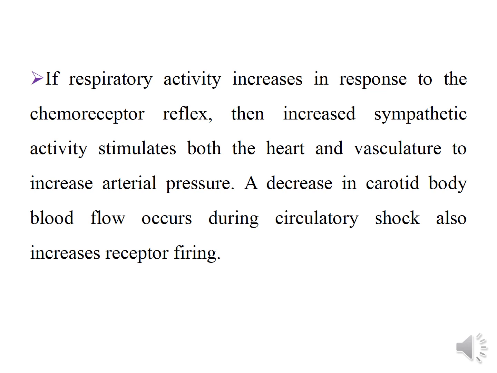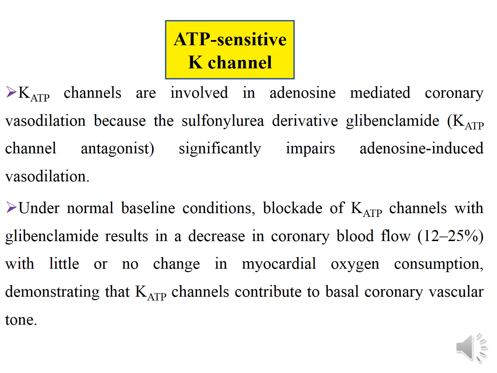If respiratory activity increases in response to the chemoreceptor reflex, then increased sympathetic activity stimulates both heart and vasculature to increase arterial pressure. Decrease in carotid body blood flow during circulatory shock also increases receptor firing. The fourth metabolic factor is the ATP sensitive potassium channel.